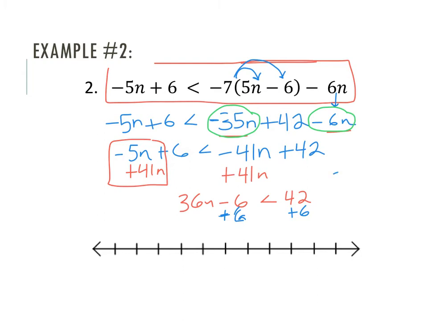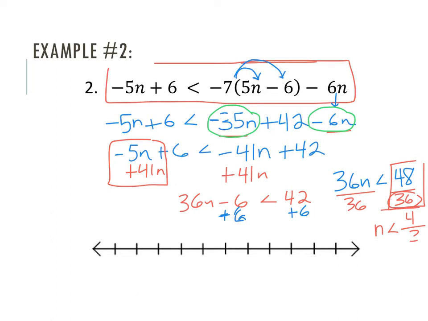And if I add 6, I get 36n is less than 48. And then to get n by itself here, I would want to divide 36 to each term. And so I get n less than 48 divided by 36, which both of these numbers are divisible by 12. So if I divide 12 out from 48, I get 4. And if I divide 12 from 36, I get 3. And so most reduced, 48 over 36 becomes 4 over 3, or 4/3. So our answer is n less than 4/3.